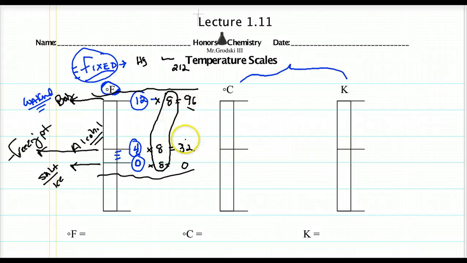Now, again, why these weird numbers? Why did he multiply by 8? That's the question. And our guess is, if you check out the difference between 32 and 212, you subtract that difference, you will see that there's 180 degrees. He was trying to build a scale on a 180 degree scale.